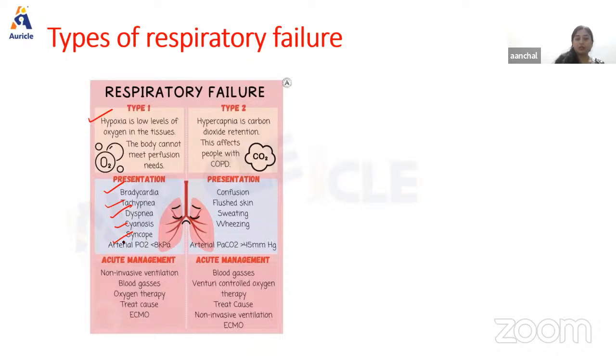Then talking about the treatment and management that should be given to the patient: non-invasive ventilation, blood gases, oxygen therapy, and treat the cause. Then blood gas monitoring is also done in type 2, with Venturi controlled oxygen therapy, then non-invasive ventilation. So this is all about the types of respiratory failure.